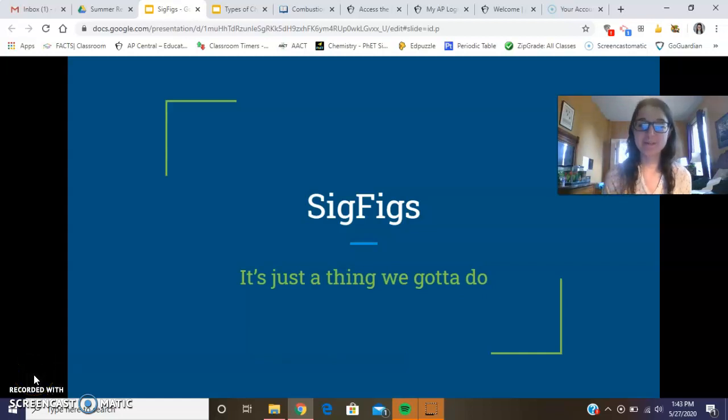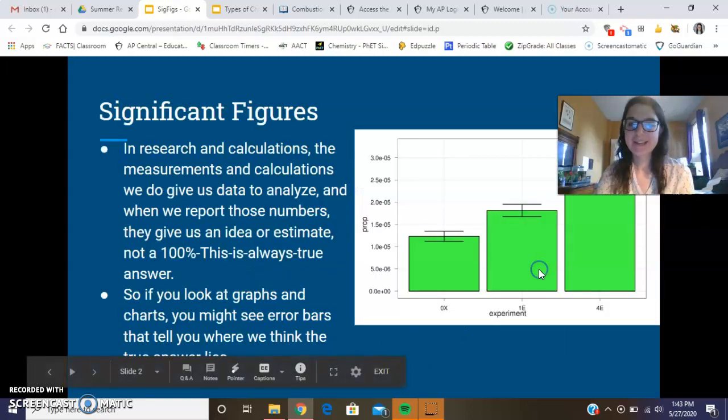So today we're going to be talking about sig figs. And sig figs are one of those things where I know they're annoying, it's just we have to do them. So they do seem really silly, but they do have a purpose.